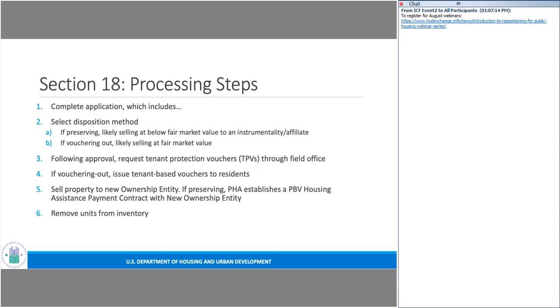And then once you've been approved, you would request the tenant protection vouchers through your field office, at which point you would issue vouchers to your residents if you're vouchering out. If not, you're going to put a HAP contract on that property and allow the residents to remain in place at HAP, with the HAP contract on. But you do have to go through the sales process to a new entity if you're going to preserve it. And then once it's been sold and title has been transferred, that reports back to the field office, who reports it back to the SAC, and we will remove those units from the public housing inventory.